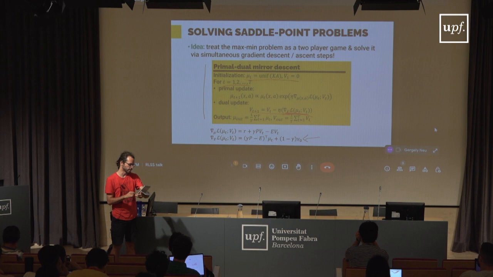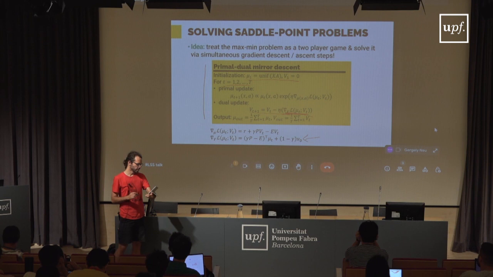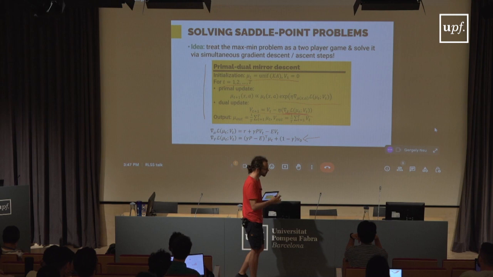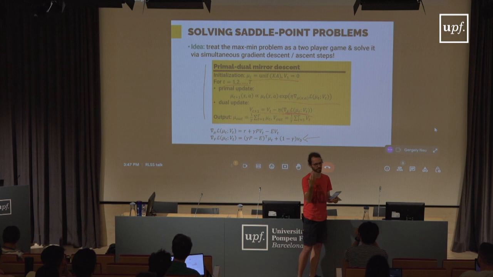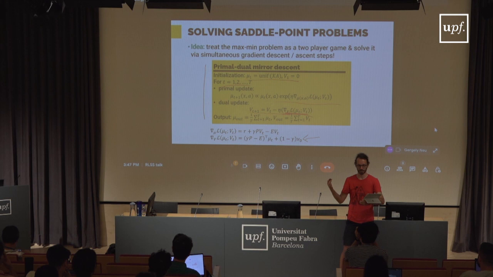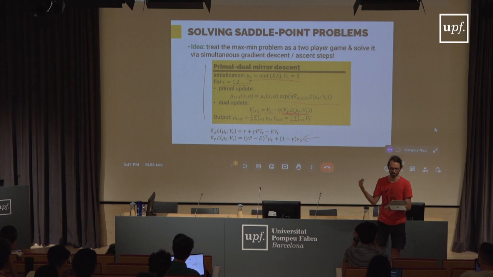As for the primal update, we do something that's a little bit fancier. This is called exponentiated gradient ascent, and this is a version of gradient descent that is more suitable for working with probability distributions, for doing iterative optimization in the space of probability distributions. So here we are not adding the gradient to our variables, but we are rather putting the gradient into the exponent. And this is sometimes known as multiplicative weights or hedge or exponential weights algorithm.